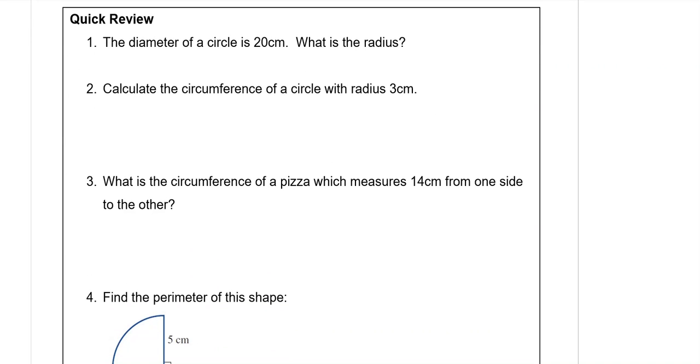Question 1 says, the diameter of a circle is 20 centimetres. What is the radius? Now the diameter is the whole way across the circle, so if I divide 20 by 2, that would be halfway, which is the radius, so 10 centimetres for the radius.